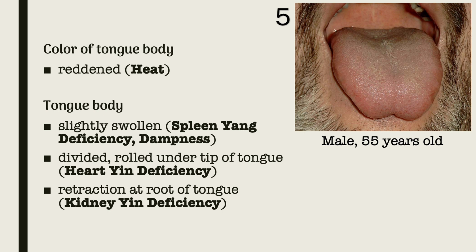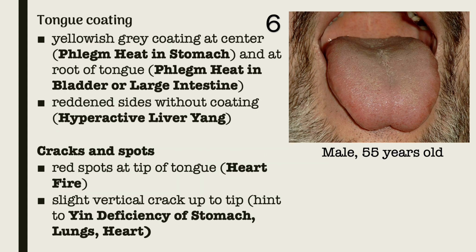So the tongue body is divided and it's rolled under the tip of the tongue. Heart yin deficiency. And the depression or the retraction at the root of the tongue, this is a sign of kidney yin deficiency.